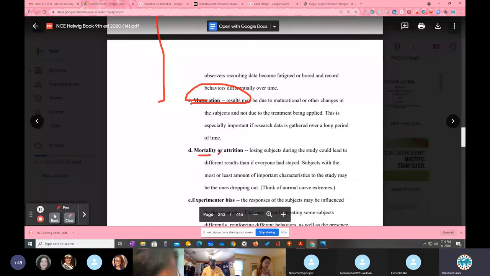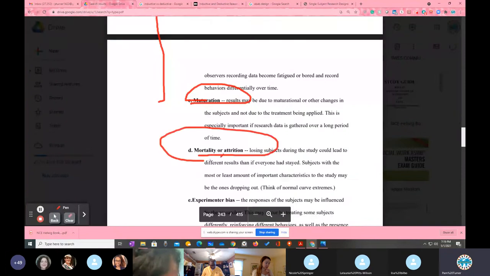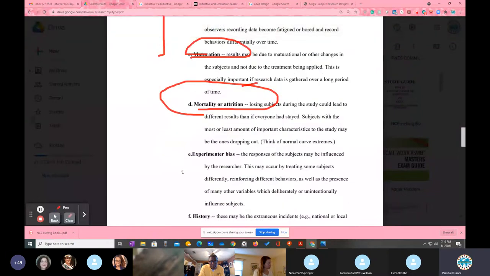Mortality or attrition. Attrition is people just kind of fall off. So imagine you're doing research and you're doing some longitudinal research. You know, the people that you start off with in kindergarten are probably not going to be there. They're going to just drop off at some point. Attrition is what happened in grad school or undergrad school. And the professor said, look to your left and look to your right. Half these people won't be here, right? People just normally fall off.